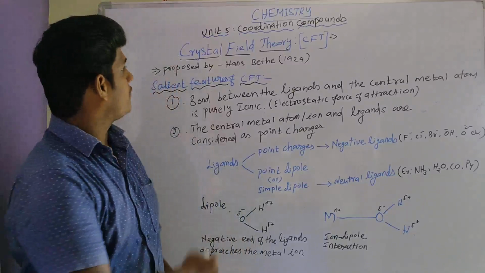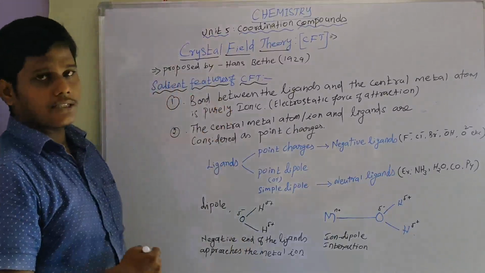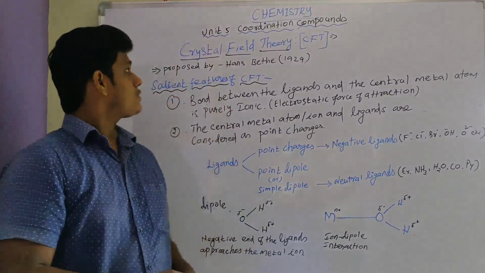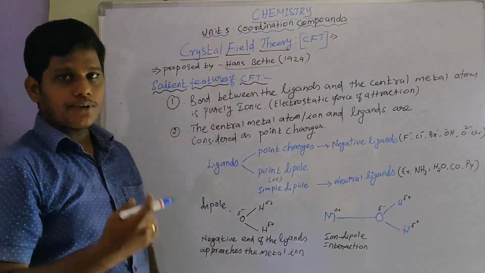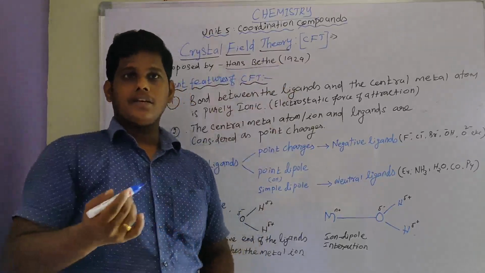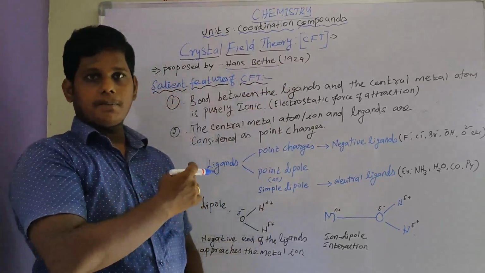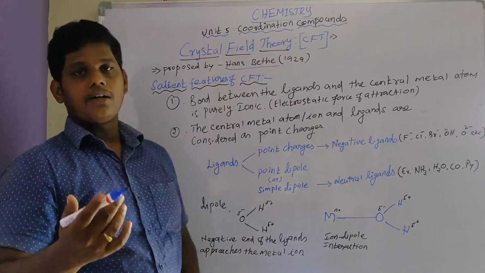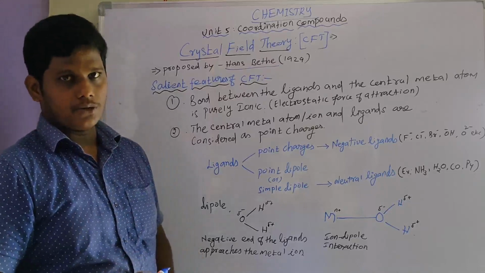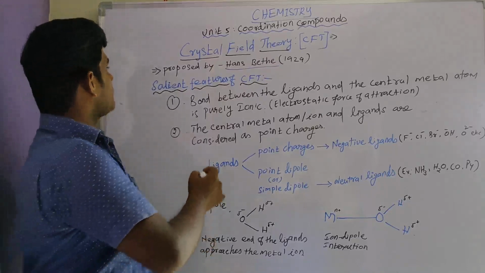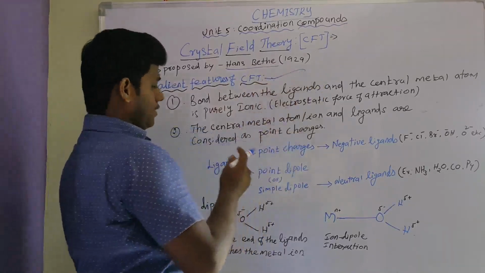Crystal field theory was first proposed by Hans Bethe in 1929. Later, this theory was applied to d block elements, like 3d transition elements also. So what are the salient features of crystal field theory?